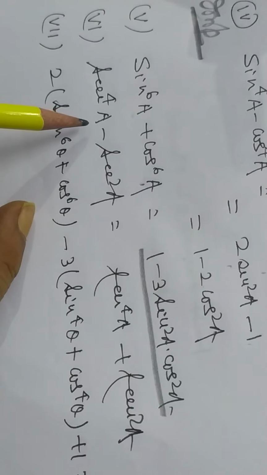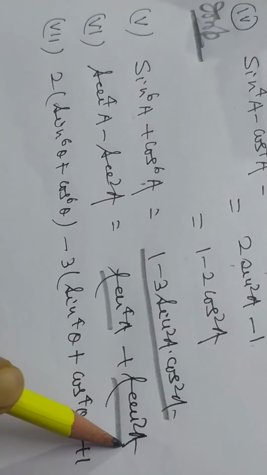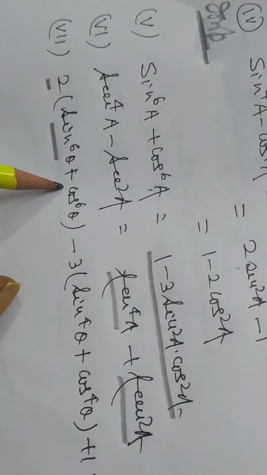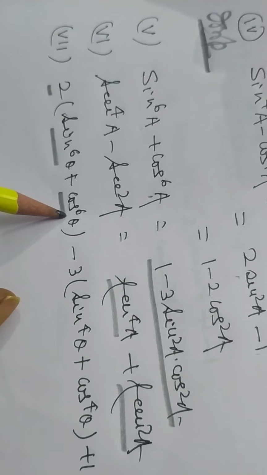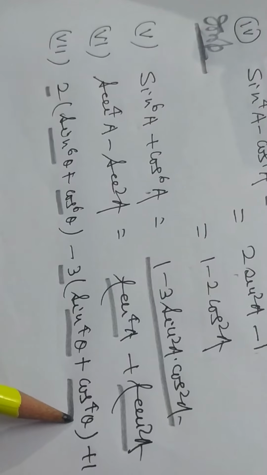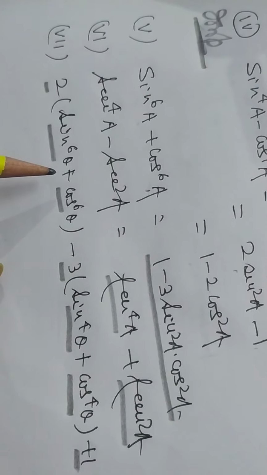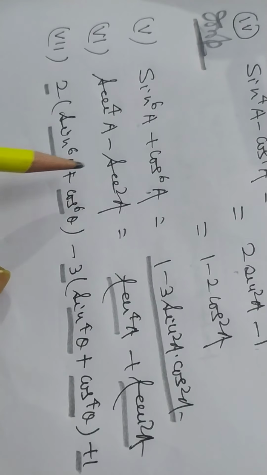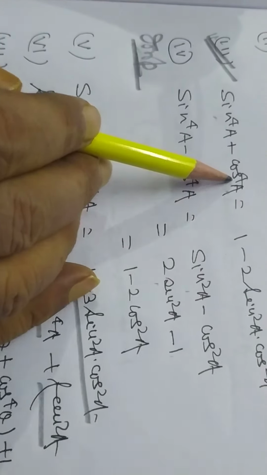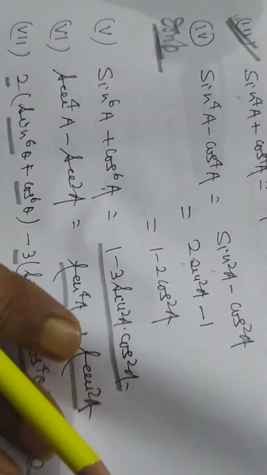Sec to the power 4a minus sec square a is equal to tan to the power 4a plus tan square a. And problem number 7: twice into (sin to the power 6 theta plus cos to the power 6 theta) minus 3 (sin to the power 4 theta plus cos to the power 4 theta) plus 1 is equal to 0. This is the combination of the problems sin to the power 6a plus cos to the power 6a and sin to the power 4a plus cos to the power 4a. So I will solve it later on.